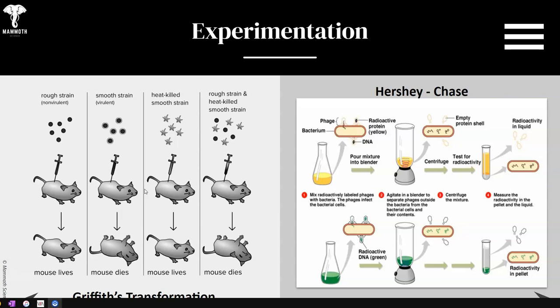Then Hershey and Chase did kind of the same thing. They used radioactivity. They labeled phages, and those phages infect bacterial cells. They blended them up, they centrifuged them, they spun it, and they tested for radioactivity, and there was radioactivity in the liquid. Then they turned it green, did the same thing, and then they found that the actual viruses turned green or had that radioactivity inside, and that proved that it was able to carry over that DNA.